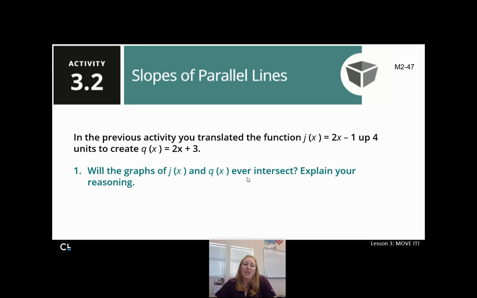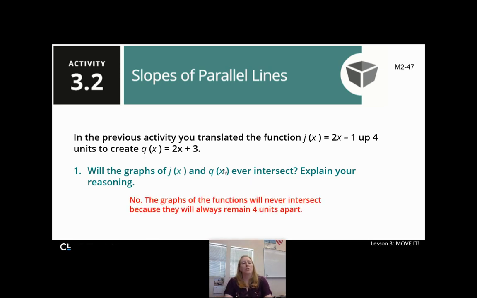So will the graphs of j of x and q of x ever intersect? Nope. The graphs of the functions will never intersect because they're always going to remain 4 units apart. We pushed q of x up 4 units. Because every single point had to go up 4 units, they're always going to be 4 units apart. So no, they will never intersect, ever.